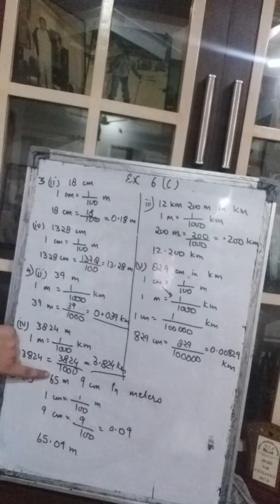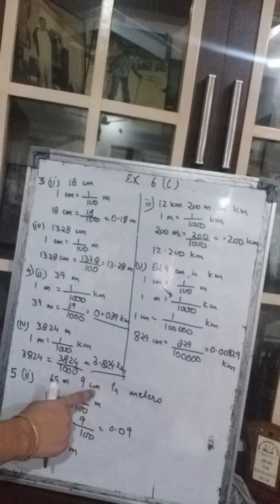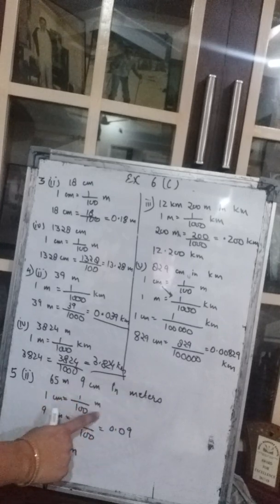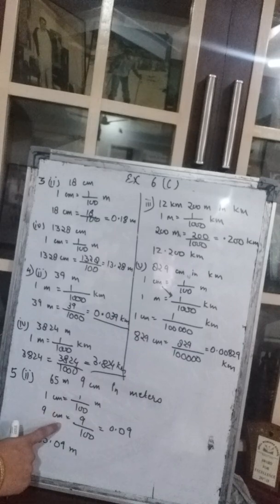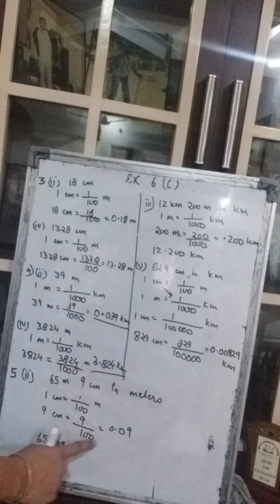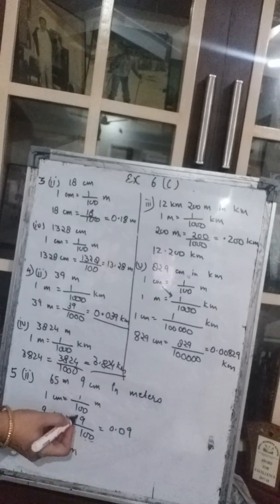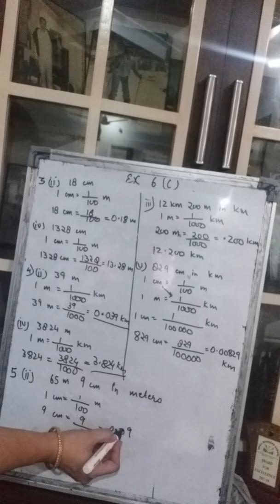Now you know that 65 meter is already in meter, so no need of doing anything with this. Just leave it for a moment. 65. We just convert this 9 centimeter into meters. So 1 centimeter is equal to 1 upon 100 meter. So 9 centimeter will be equal to 9 upon 100. That means 0.09, because 2 zeros are there and 1 digit is there, so we will add one more zero here. So it will be 0.09.